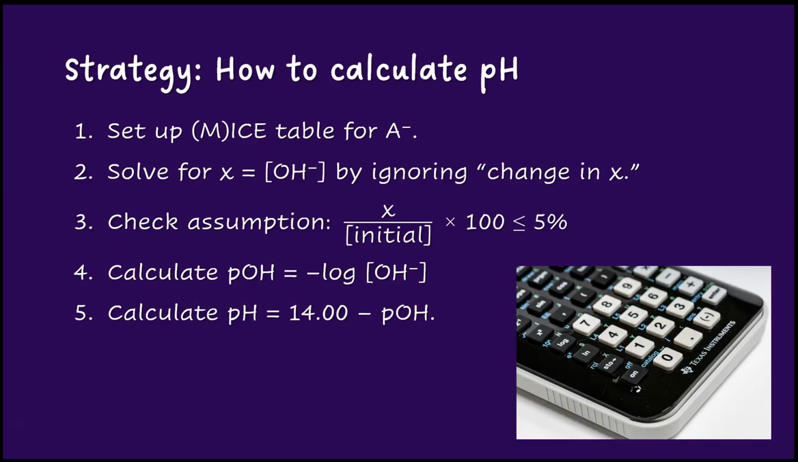To calculate the pH, we'll set up our ICE table like we just talked about. Then we'll solve for x, which is OH-, by ignoring the change in x. And we'll go back to make sure that our assumption was valid. Once we have OH-, then we can calculate pOH by taking the negative log of the OH-, and pH from 14 minus pOH.